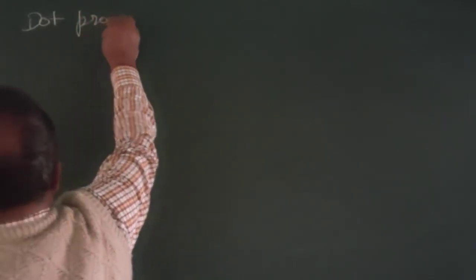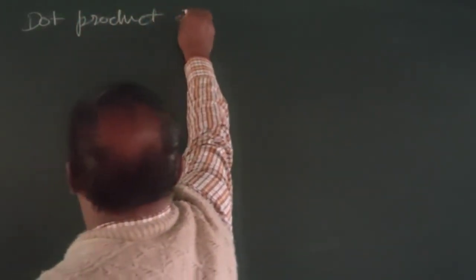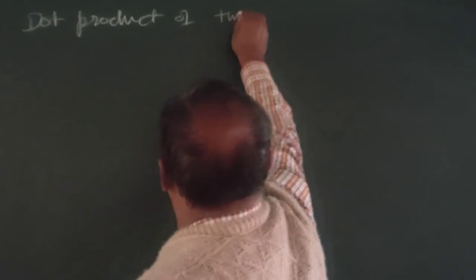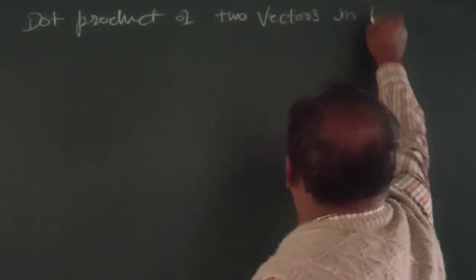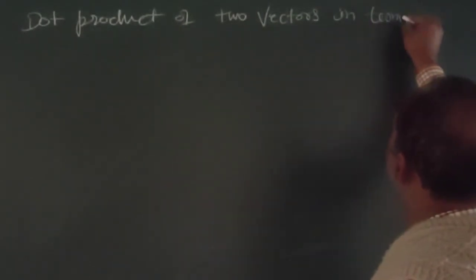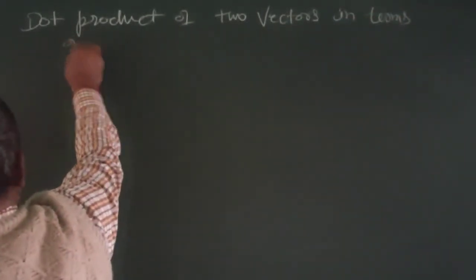Now let us find the dot product of the two vectors in terms of its components. Dot product of two vectors in terms of components.